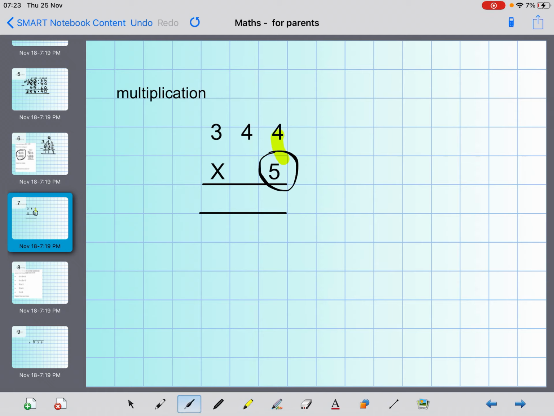5 times 4 is 20. I put down my 0 and I carry my 2. 5 times 4, I'm moving on to my tens. And 5 times 4 gives me 20, but I need to remember to add this 2 which I carried. So that gives me 22. I put down my 2 and I carry my other 2. I'm now doing 5 times 3, which gives me 15, and I add my 2 on, which gives me 17. Because I've got no other digits to multiply by, I can put my 17 straight in without carrying my 1.